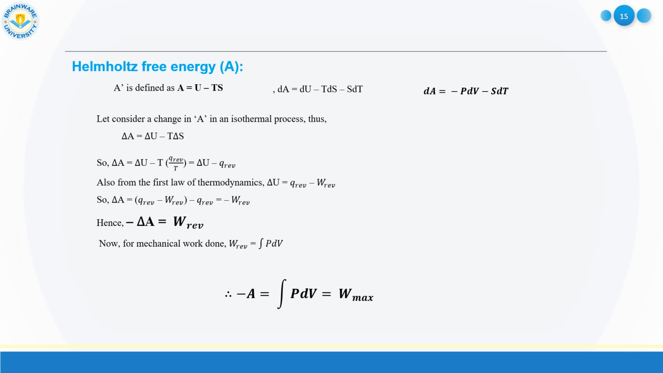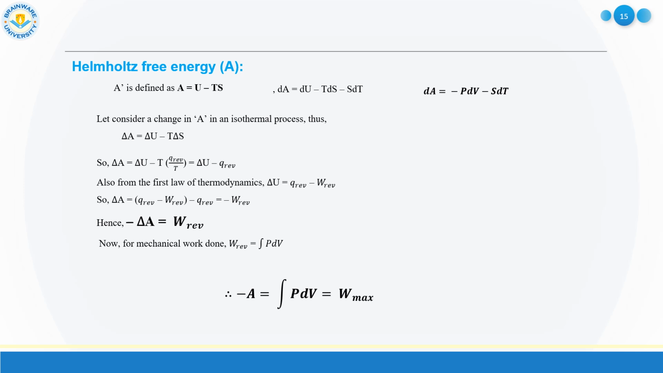So let's move on to another important thermodynamic function called the Helmholtz free energy, designated as capital A. It is defined as U minus TS. So if we differentiate this equation, we will get this one, dA equal to minus PdV minus SdT.